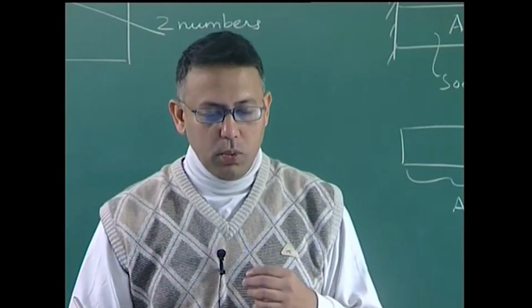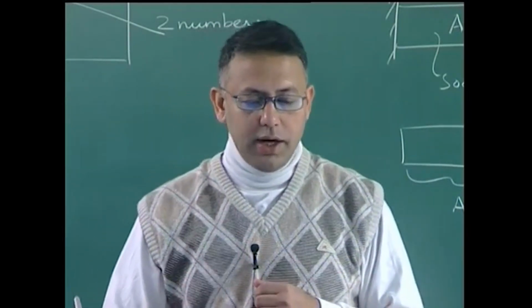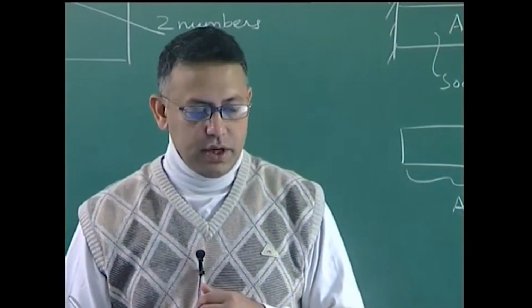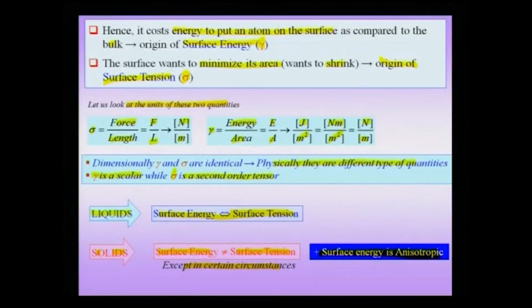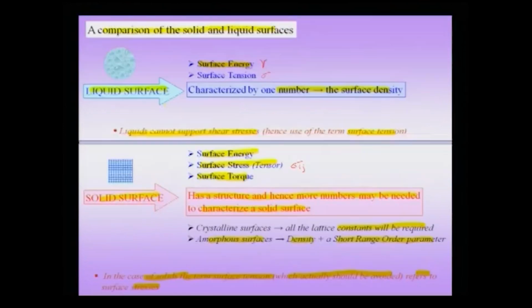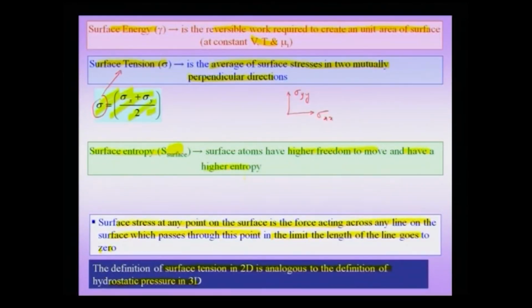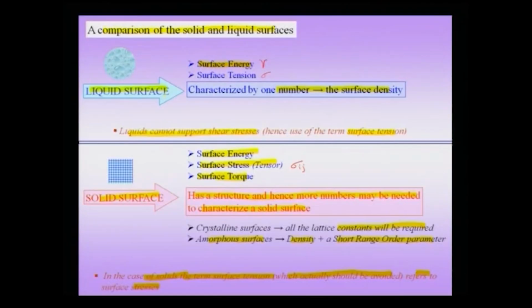When we are talking about quantities associated with the surface, I need to talk about quantities like surface energy and surface tension, which are dimensionally identical, and additionally I need to involve concepts like surface torque and surface stress. Surface tension itself can be thought of as an average of the two orthogonal stresses, sigma x plus sigma y by 2, and therefore, it is a 2D analog of the hydrostatic pressure.